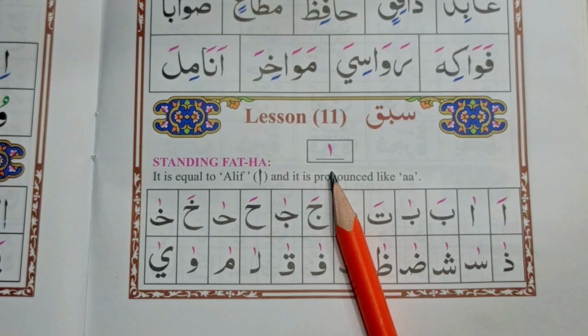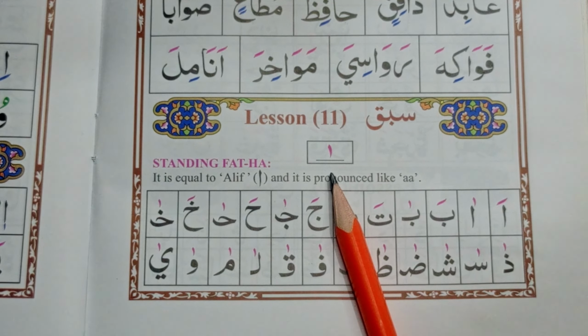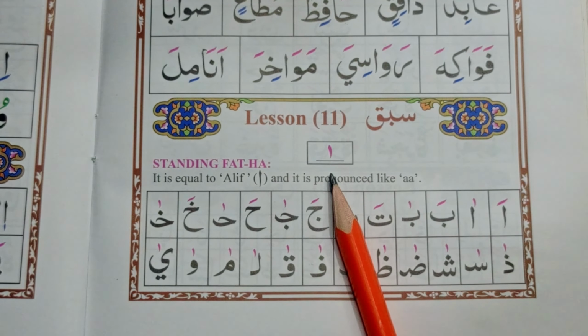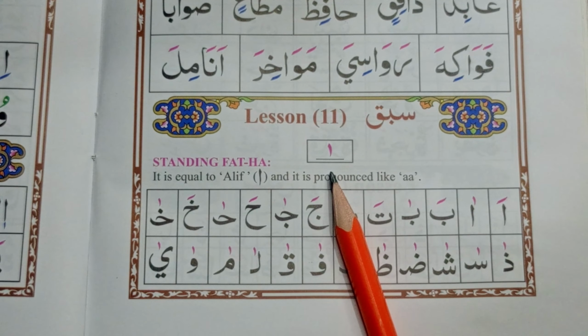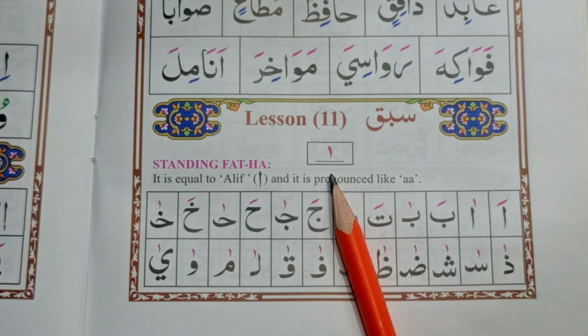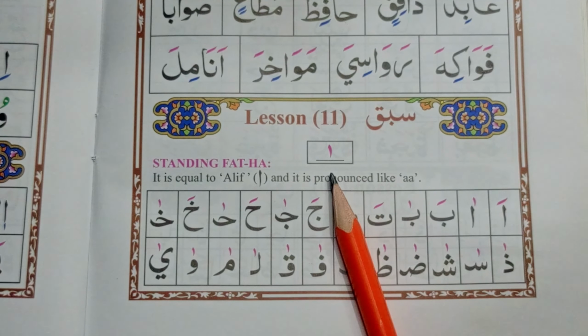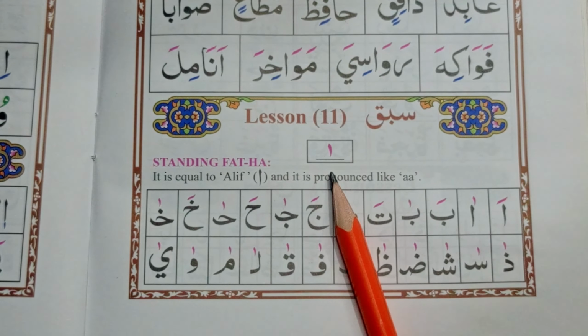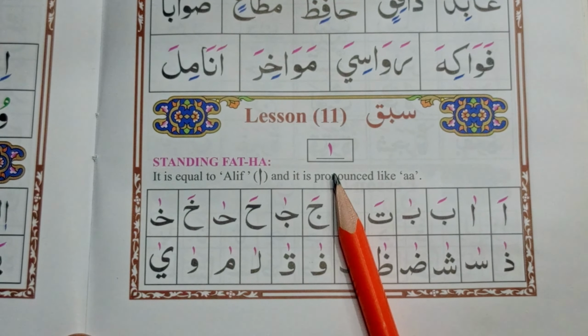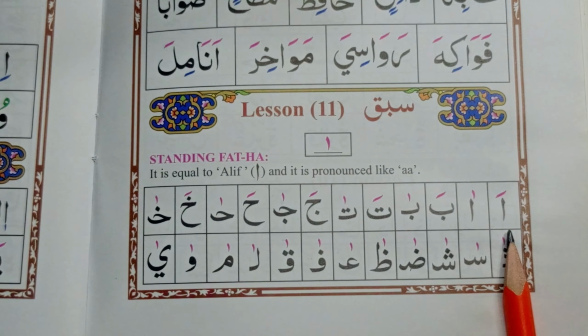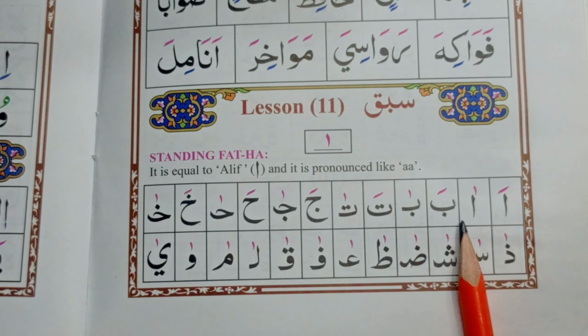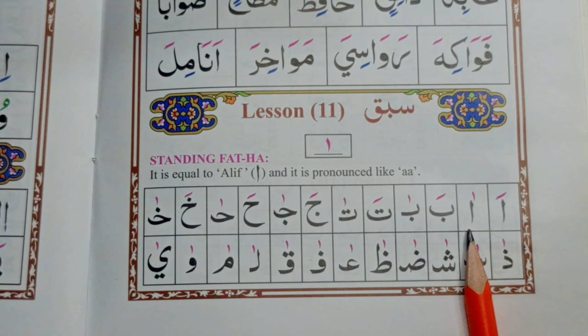Lesson 11 is all about standing fatha. Standing fatha is also called fatha tawila. And standing fatha is read just like simple fatha but a little bit long. For example, there are two alifs. The first alif has simple fatha. The next alif has fatha tawila, standing fatha.